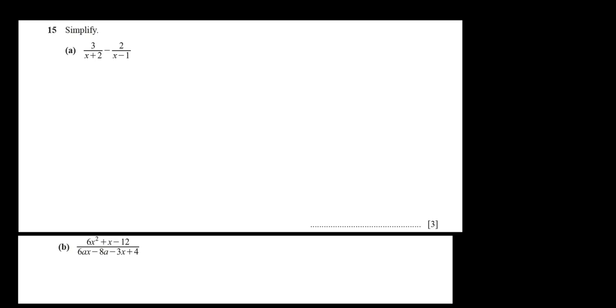In this video I'll solve a question about simplification. I'm taking it from the exam of summer 2023. So the first one, part A: 3 over x plus 2 minus 2 over x minus 1.